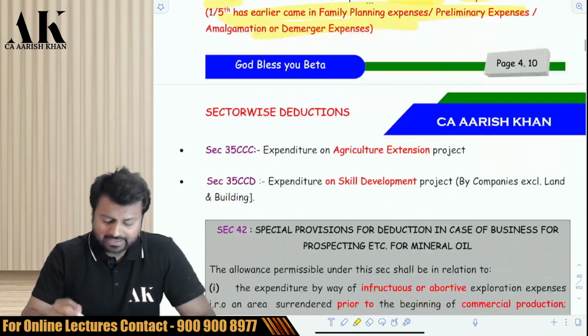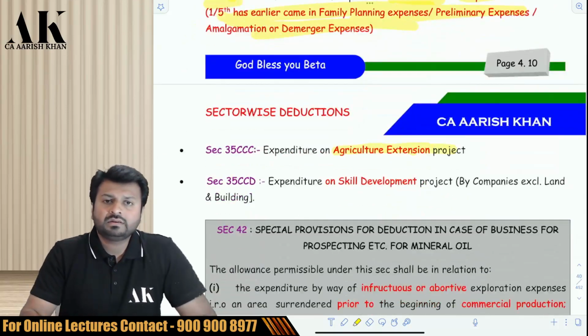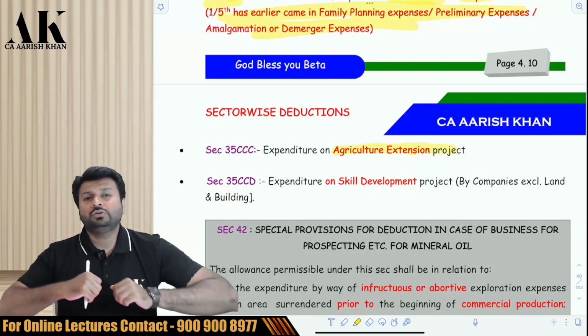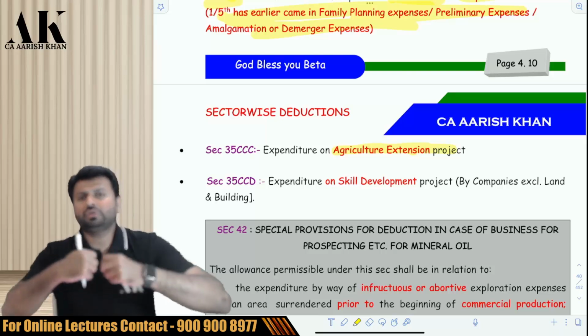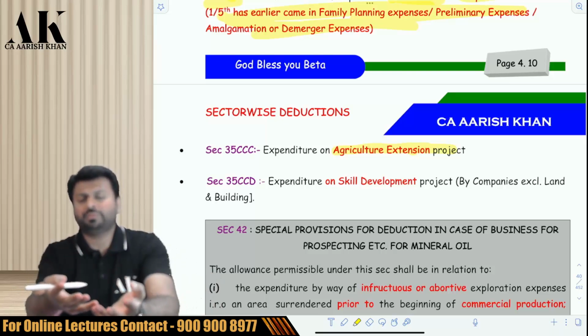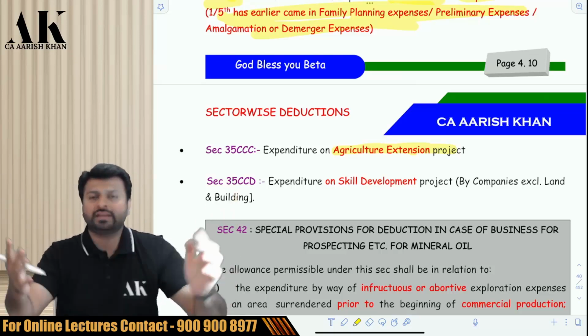Okay. Then if you are incurring an expenditure for agriculture extension project, you will get deduction. Agriculture extension project means you are doing some work for the welfare of agriculture in India. You are giving some donation or some money to buy tractors for the farmers, etc. This is known as agriculture extension project. You are just extending your hand towards agriculture in India.